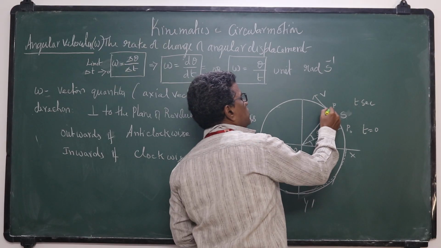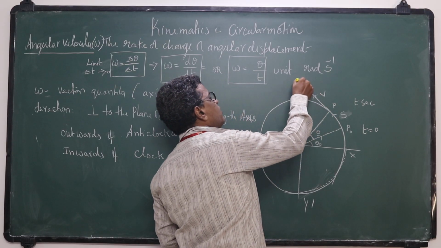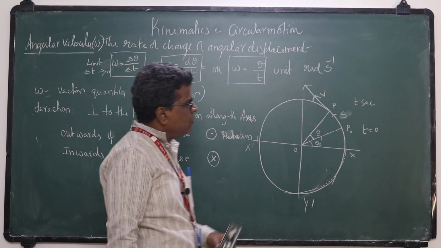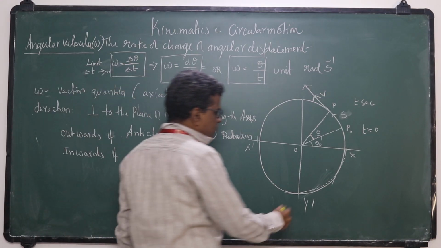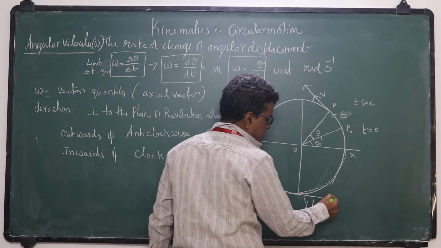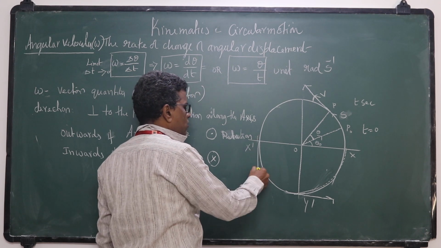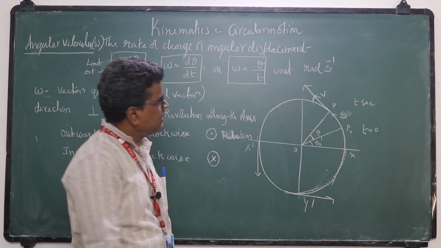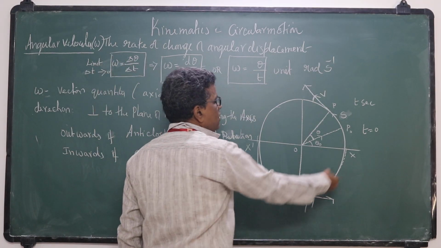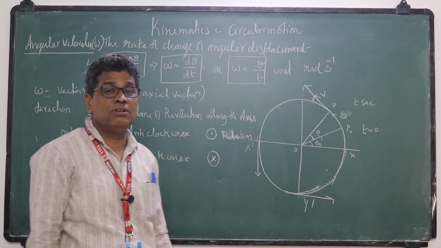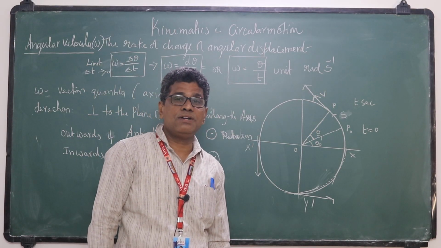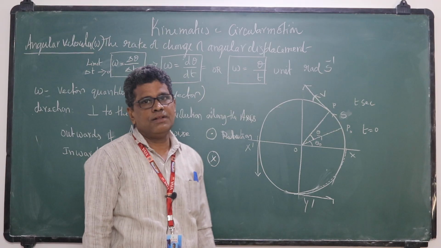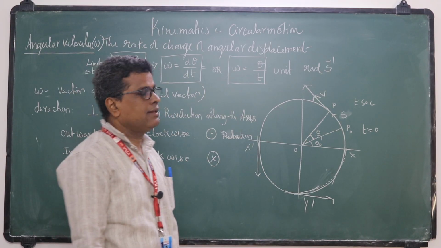Suppose I want the velocity direction, so it will be along the tangent. This tangent indicates the direction of velocity. If you draw a tangent at this point, this tangent indicates the direction of velocity. This velocity direction changes continuously, even though the magnitude of velocity remains the same. Since the direction changes, it possesses acceleration. That acceleration is also variable acceleration.